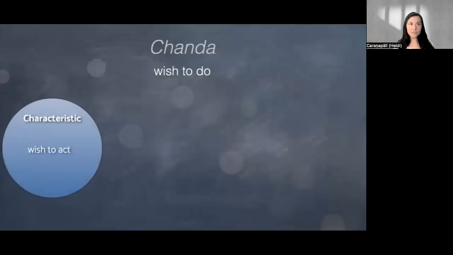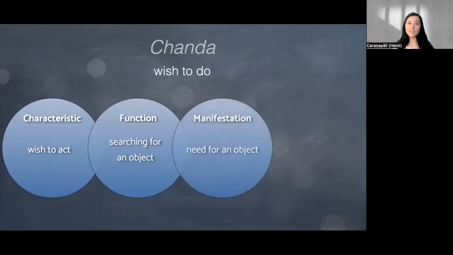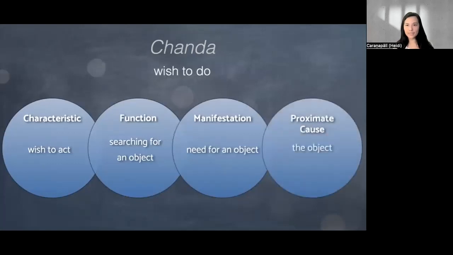The characteristic of Chanda is the wish to act. Its function is searching for an object, like something to do, right? And then its manifestation is the need for an object. It needs something that is doing something. And then the proximate cause is the object itself. Now, the example given by the teachers is really nice. I really like this example.